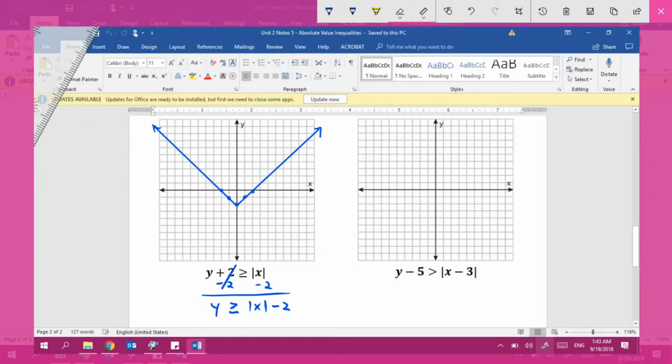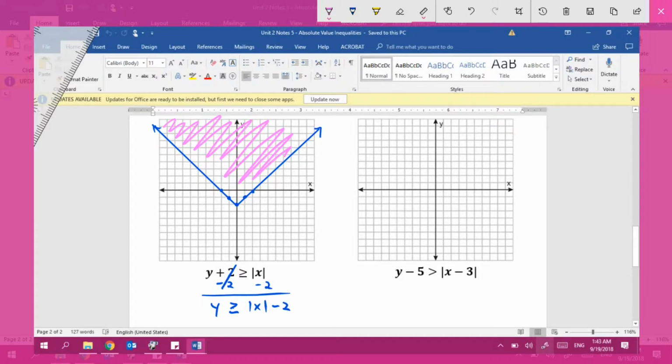And now we just need to take care of the shading. Now, notice I used a solid line. Why did I use a solid line? Because it's greater than or equal to. Okay, so now I just need to take care of the shading. Where am I going to shade? Am I going to shade above the V or below the V? We can see it's a greater than sign, so we're going to shade above the V. So up here, and we did it.